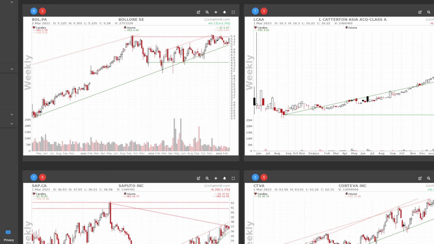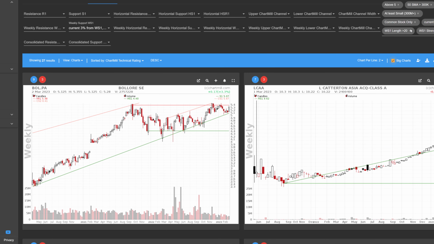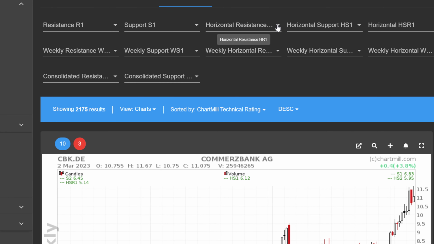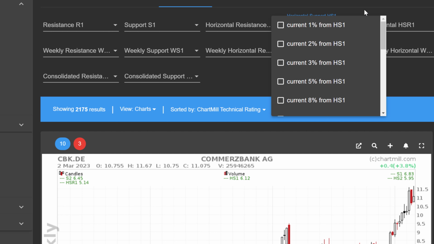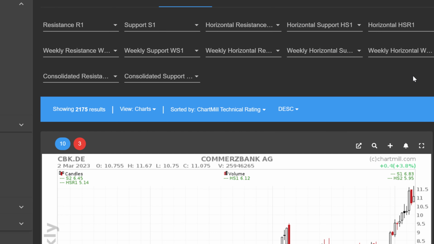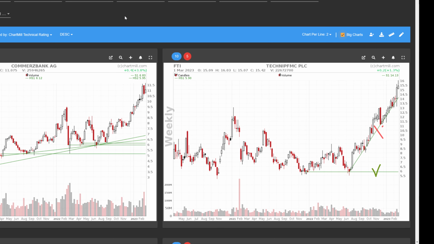However, many investors want to concentrate purely on the horizontal lines, which is why there are separate filters for them, being the horizontal support 1 and the weekly horizontal support 1. In terms of settings, this is completely similar to the regular support 1 and weekly support 1. But now ChartMill will only take into account the horizontal support lines, so the position of the price relative to the diagonal support lines no longer plays a role.